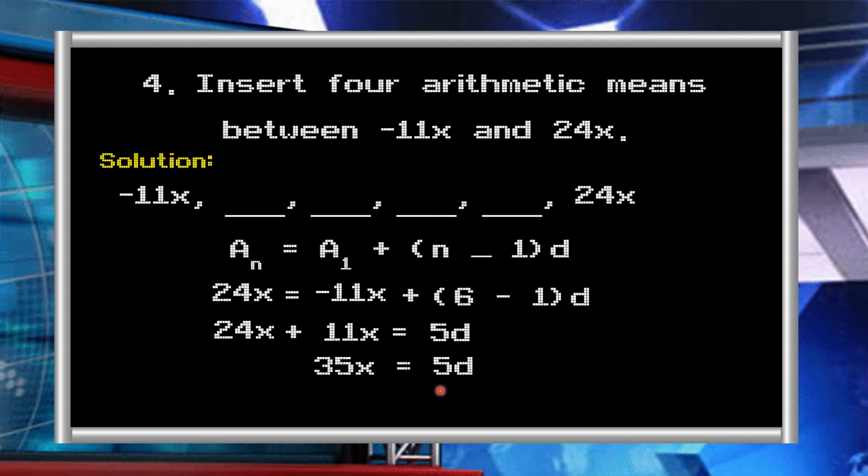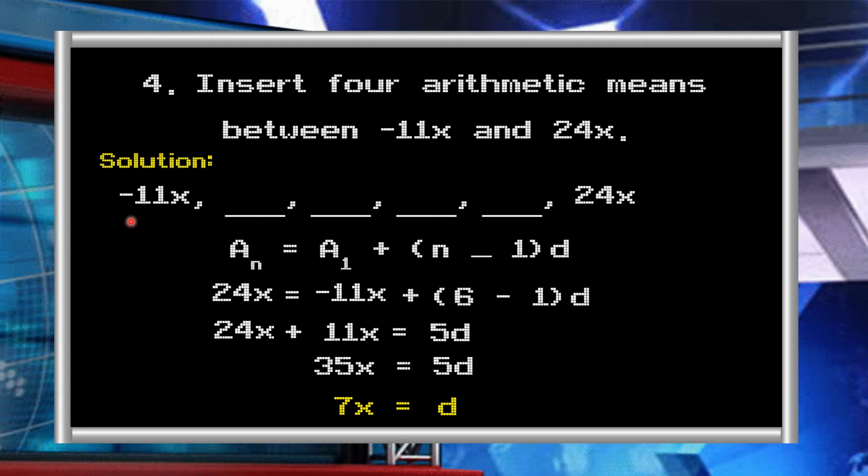Now, our D still has a 5 beside it and we need to cancel that. And to do that, we have to divide both sides by 5. And then 5 divided by 5 will just be equal to D. And 35x divided by 5, we have 7x. So, 7x is what we add to each term to get the missing terms.